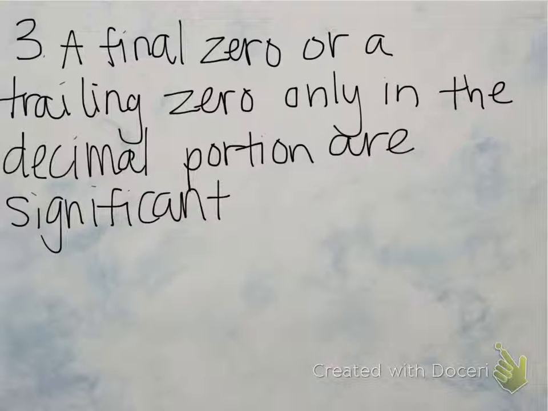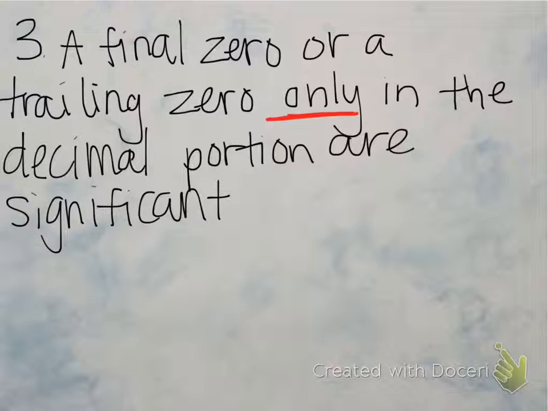All right, rule number 3. A final 0 or a trailing 0 that is in the decimal portion is significant. All right. This rule seems to be the one that we get confused with a lot. It lends itself to examples, so examples are going to help with this.